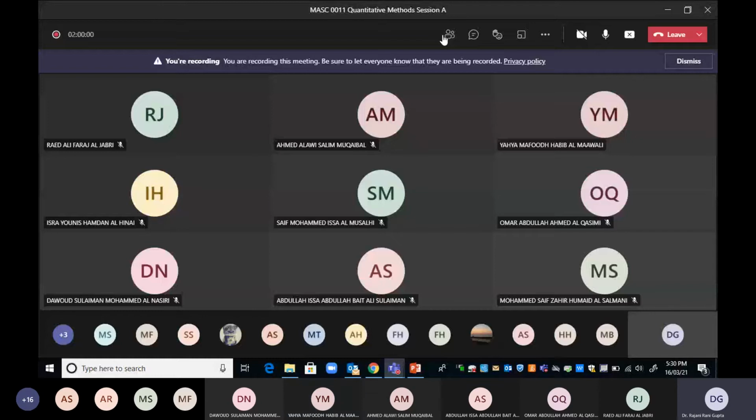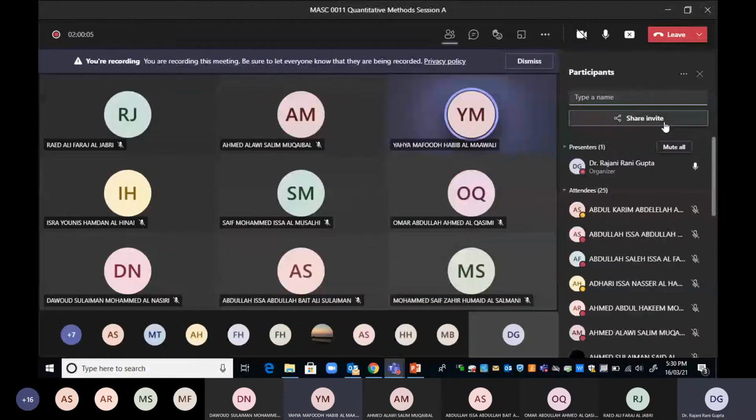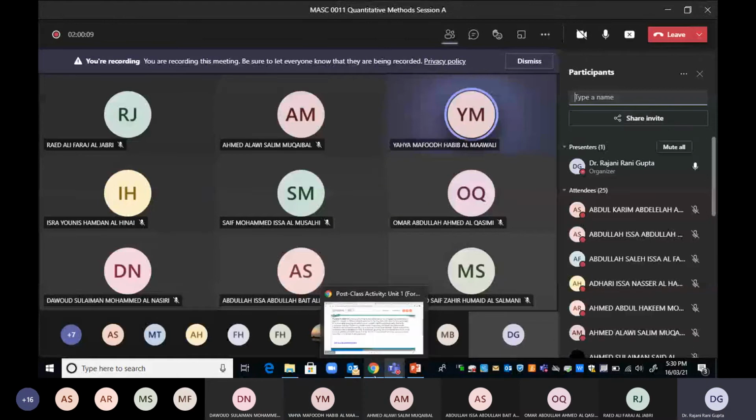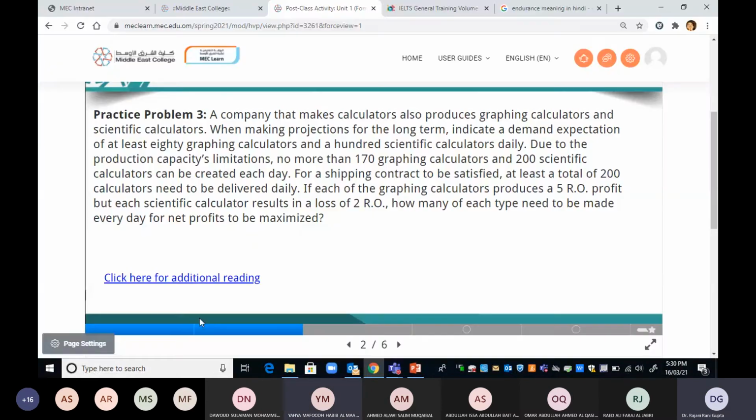Where can we find a lot of examples for this? More examples, you can click here first. So first of all, go through all the material, then click here. You clicked here for additional reading.